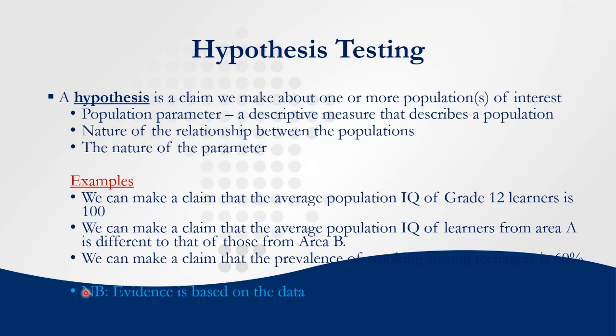Because your claims are about the population, they will talk to population parameters. So here we can make a claim that the average IQ of grade 12 learners is 100. This claim is about average IQ, which is about the population mean. Then we can also look at two populations, say from area A and area B, and say the population averages for the variable IQ are different. I've also used prevalence. And always remember, these claims will now be tested against the data.